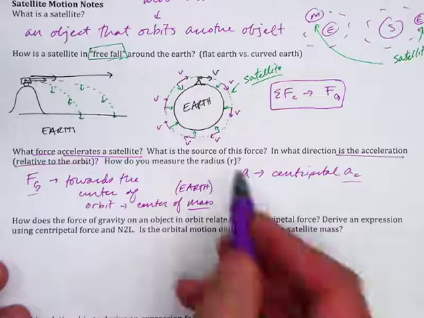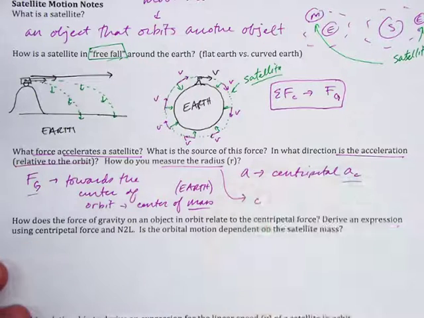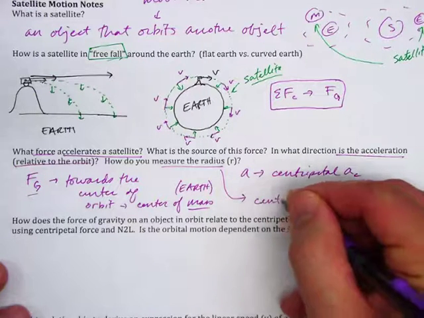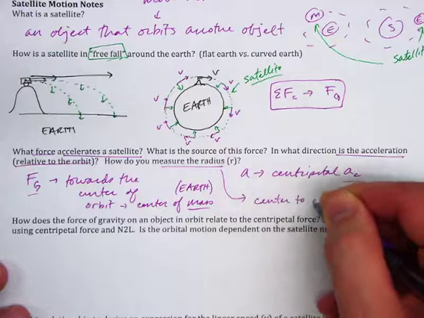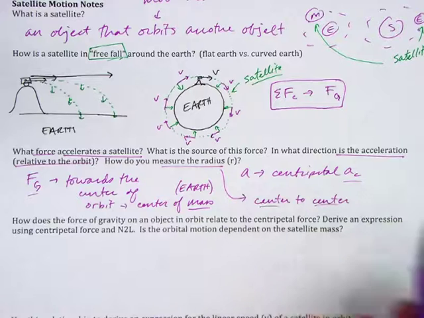Now, how do we measure the radius? We've mentioned this a couple of times. This is always the center to center distance between the satellite and the object it's rotating about, which is center of mass to center of mass. All right, now let's put these pieces together.